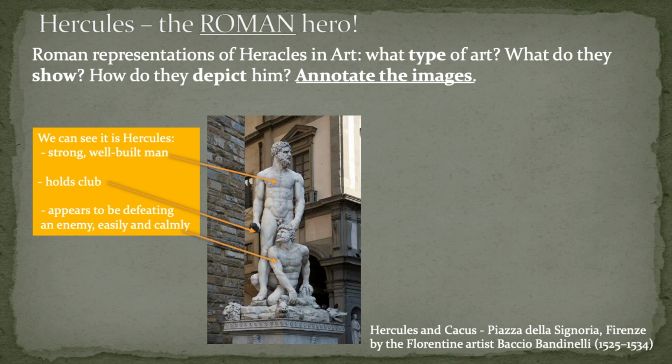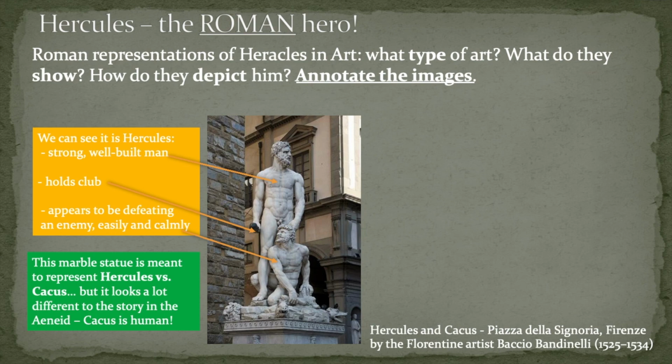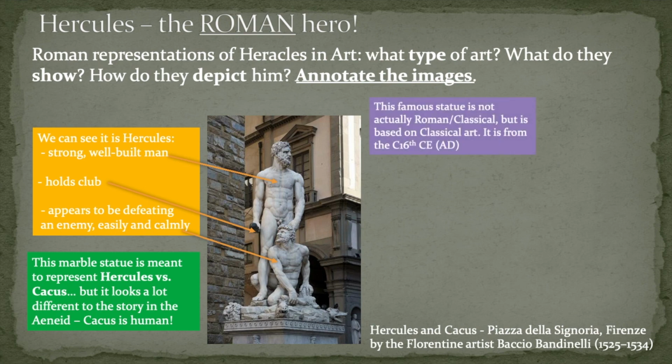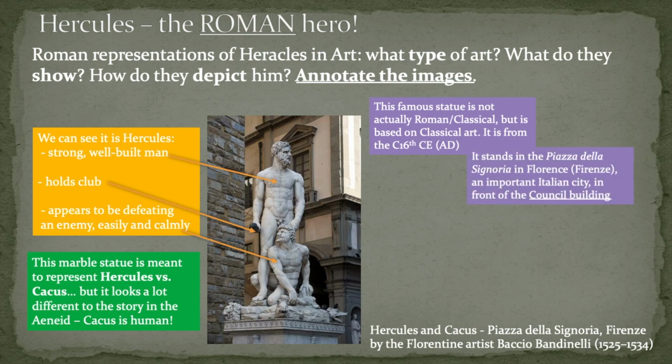And it is meant to represent Hercules versus Cacus, but it looks a lot different to the story in the Aeneid. For example, here, Cacus is human. He's not a fire-breathing monster, as we'll find out in the text. So this is not actually Roman or classical, but it is based on classical Roman art. And as I said already, it's from the 16th century CE. It stands in the Piazza della Signoria in Florence. It is an important Italian city, and the piazza here is in front of the council building, obviously the most important governmental building in Florence.